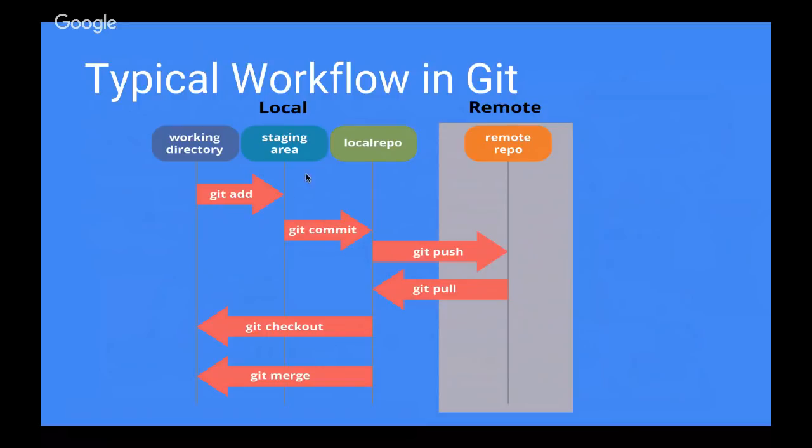So you can keep on taking snapshots of your work. And after a while, when you're ready to push these changes to the remote repository, you would say git push, and you can push it. And if you want to pull from the remote repository to the local space, you use git pull.